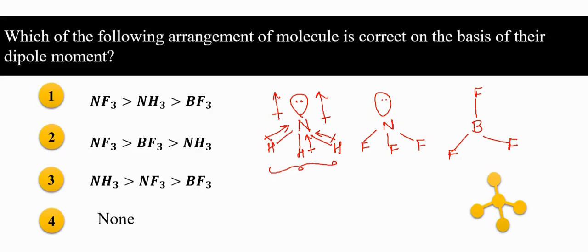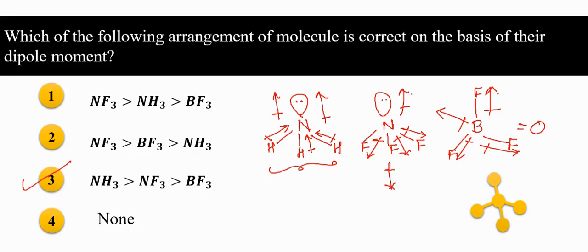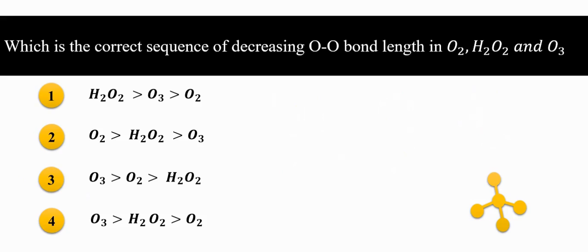But in case of NF3, fluorine is more electronegative. So I can represent the 3 bond dipole moments like this, and their resultant and the lone pair dipole moment are in opposite directions. So here the dipole moment is less comparatively with NH3. But in case of BF3, two bond dipoles will have a resultant dipole, and the resultant dipole and the third bond dipole are in opposite directions, so it is 0. In this case it is very less. So the correct option is the third one: NH3 is more, then NF3, then BF3.